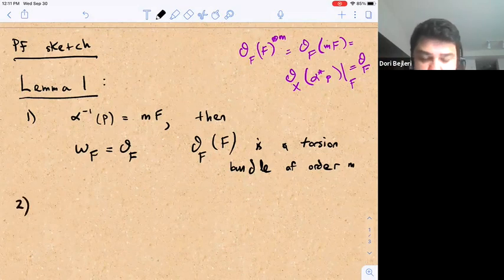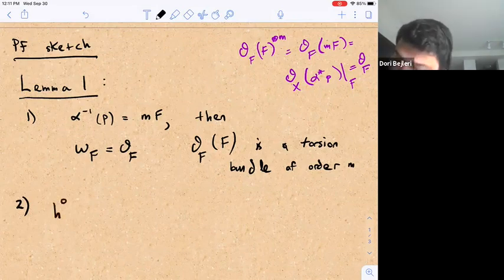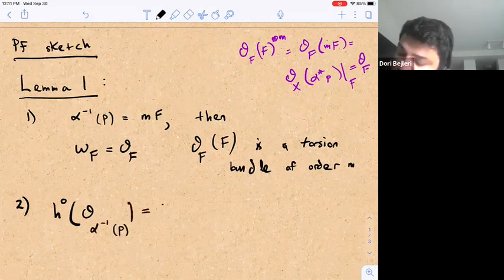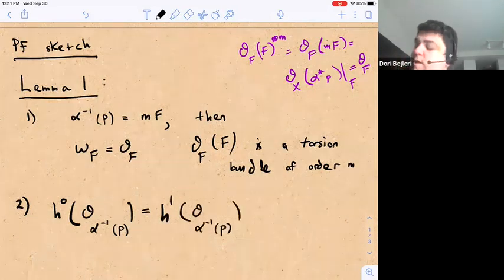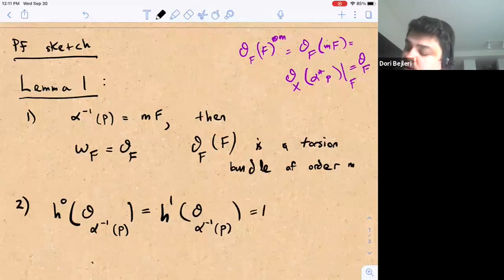And then the second point, when really the first point was really to prove the second point, which is that the cohomology of the structure sheaf is constant. So if you look at global sections of a fiber, or if we look at H1 of a fiber, these are both 1 for all P.